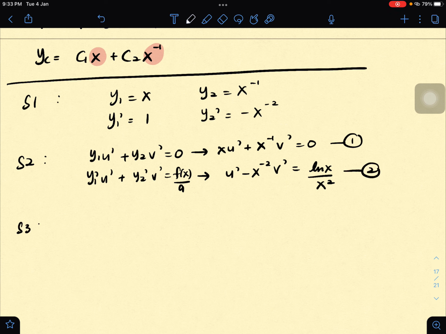So step number 3, we need to transform the first equation and the second equation into matrix form, where you have the variables u prime and v prime.